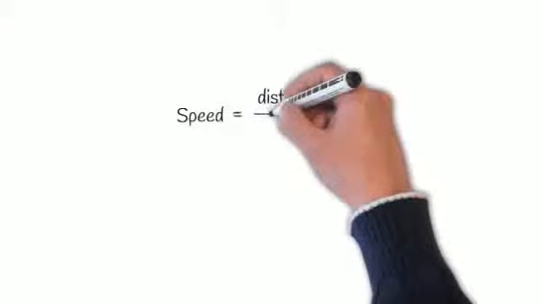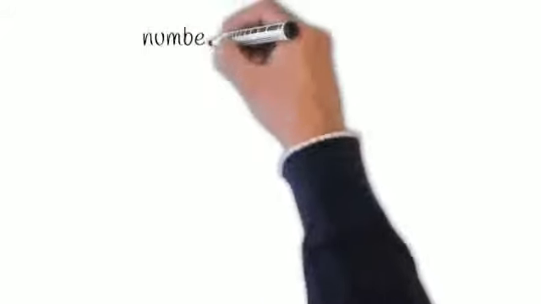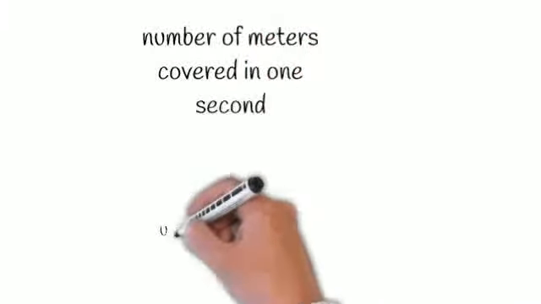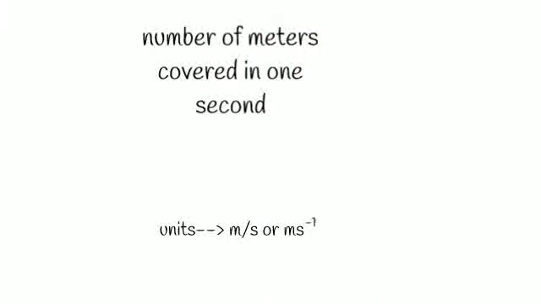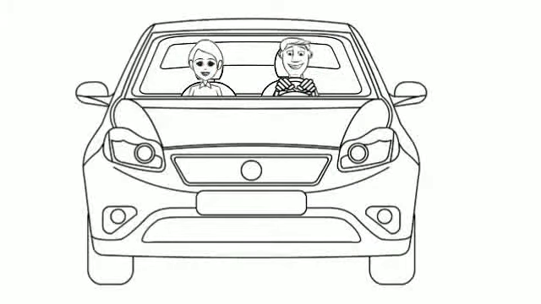Now let us move to our topic, speed. Speed is defined as the distance divided by the time. In other words, how many meters are covered in 1 second. The units are meter per second. If a vehicle covers more distance in given time, then it is said to be moving with high speed. Similarly, if the less distance is covered in given time, it is said to be moving with less speed.